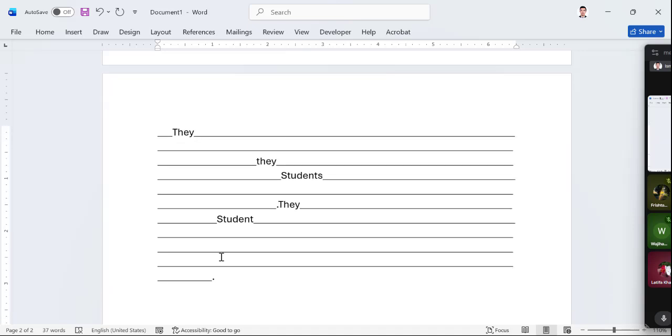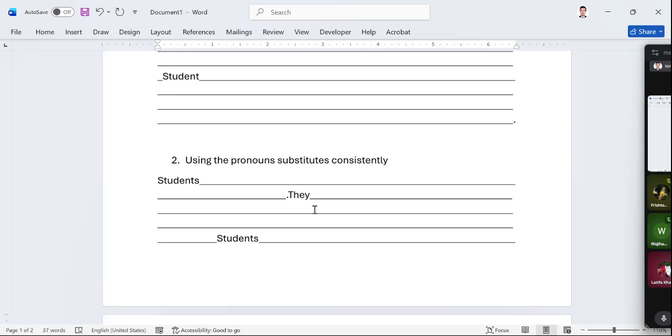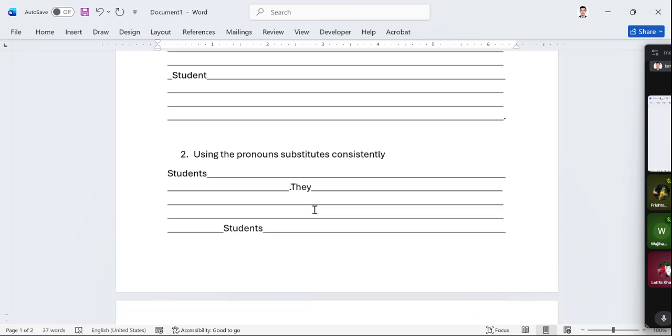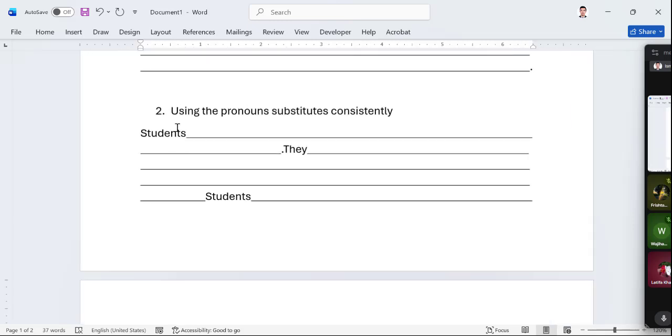The same way, we may have, for example, students, and the next line we may repeat but with a pronoun substitute. It means one time we go ahead with the keyword repetition, the next time we use a pronoun. So this way it helps us to keep that coherence that we want to achieve throughout our text. So this is what we have, the pronoun substitutes.